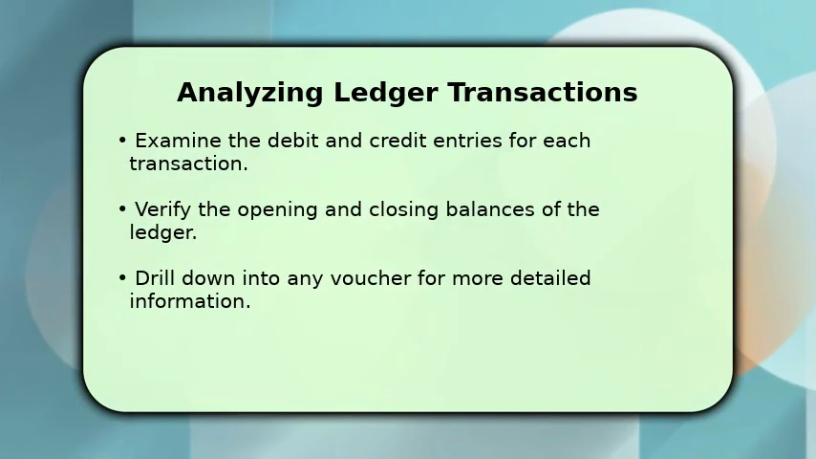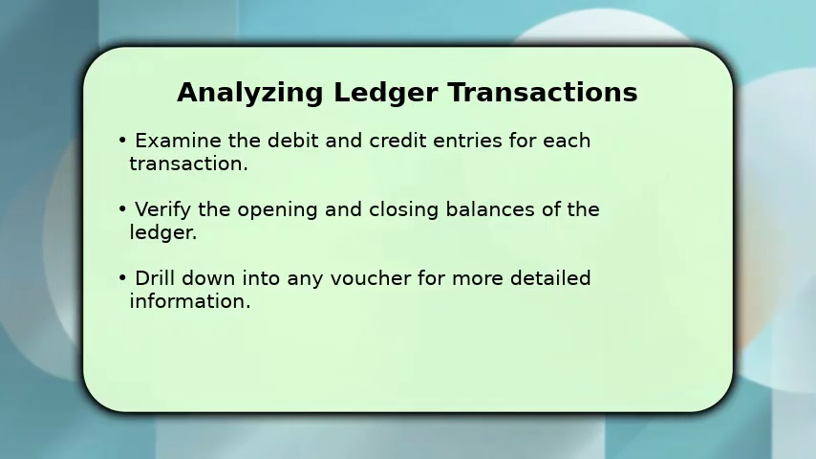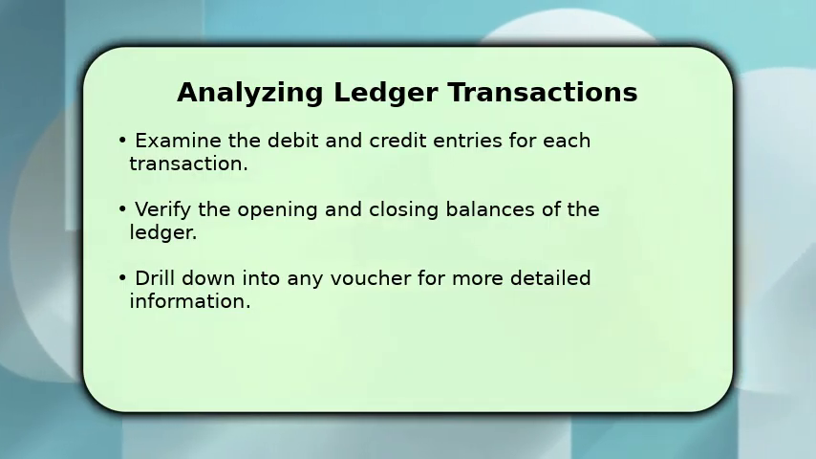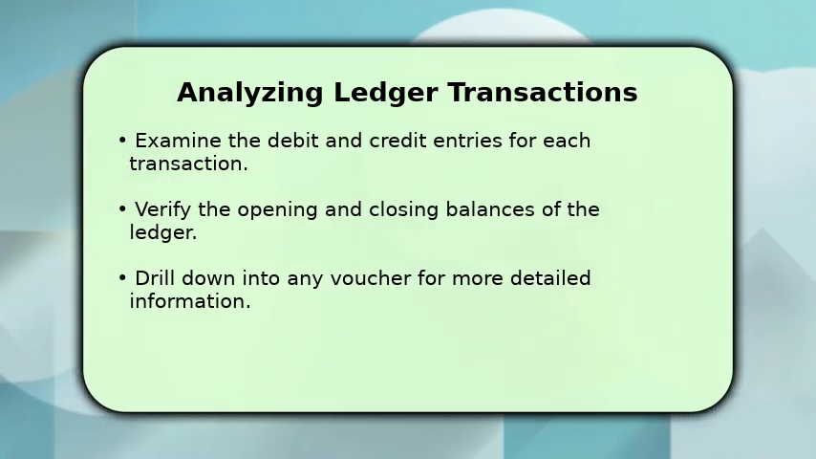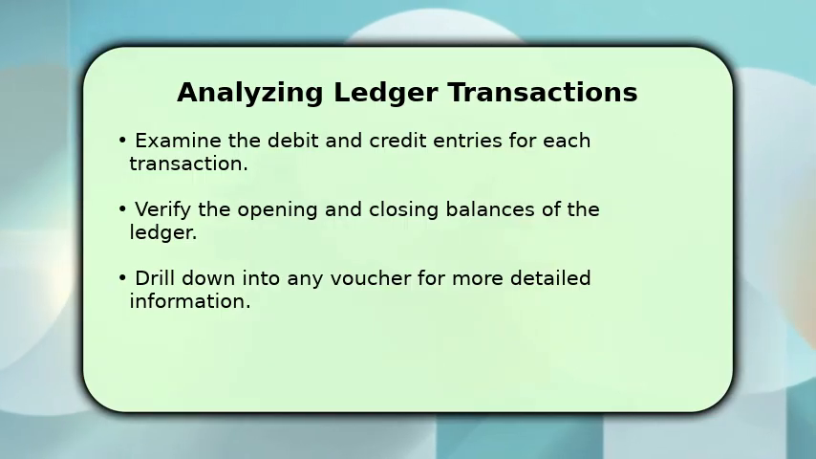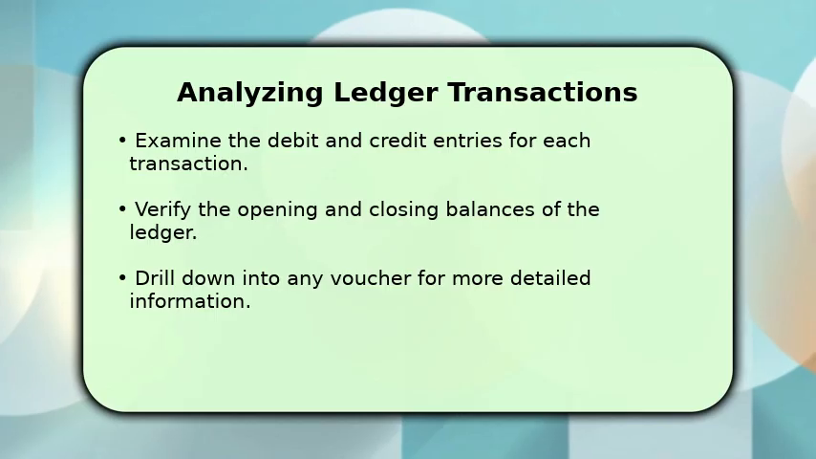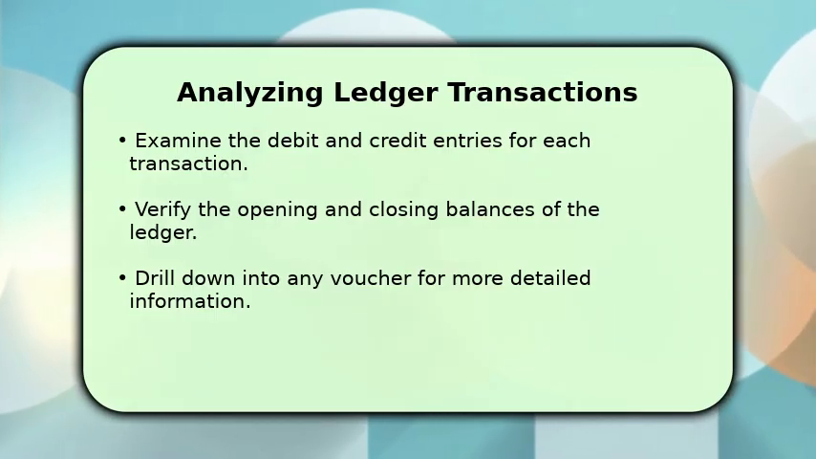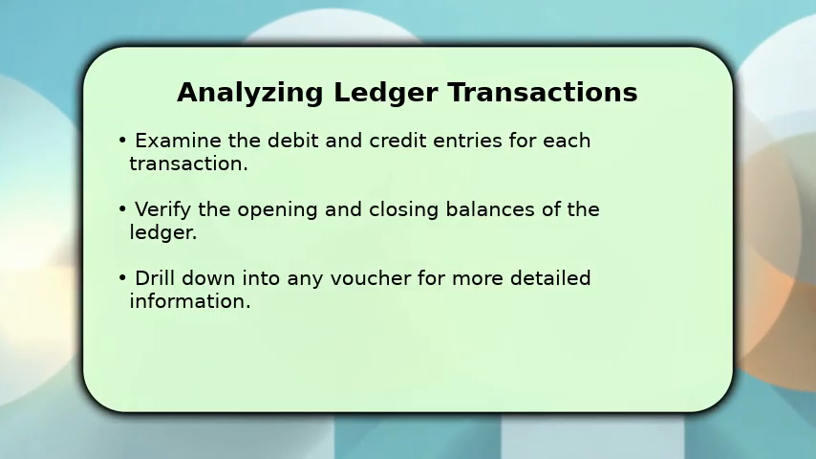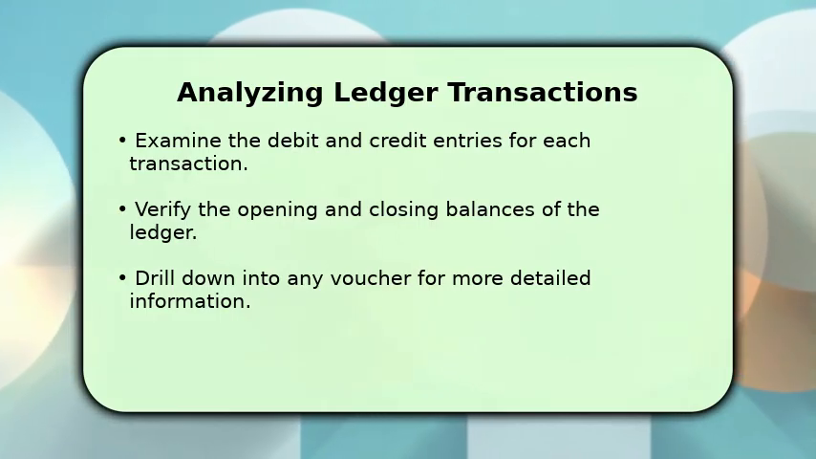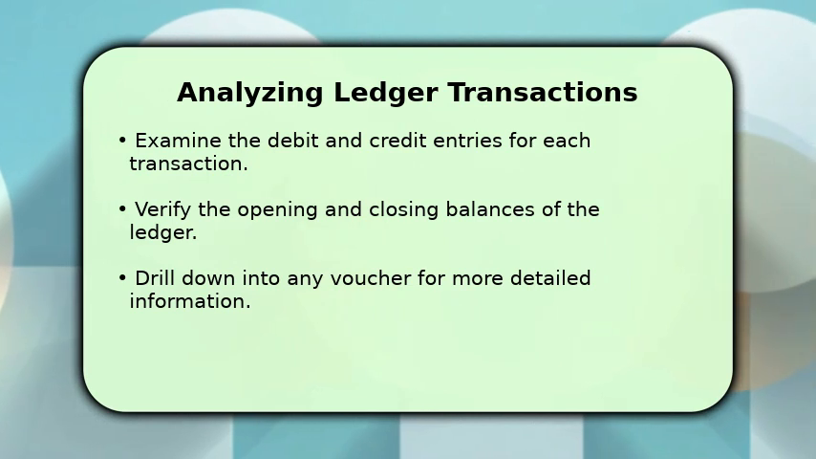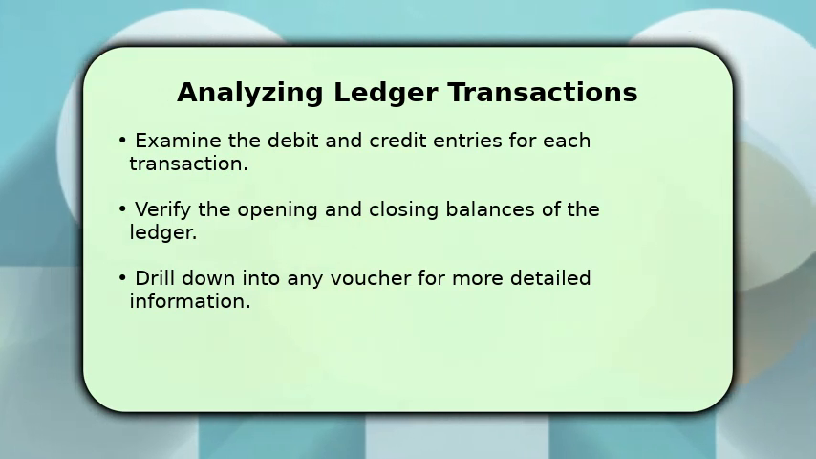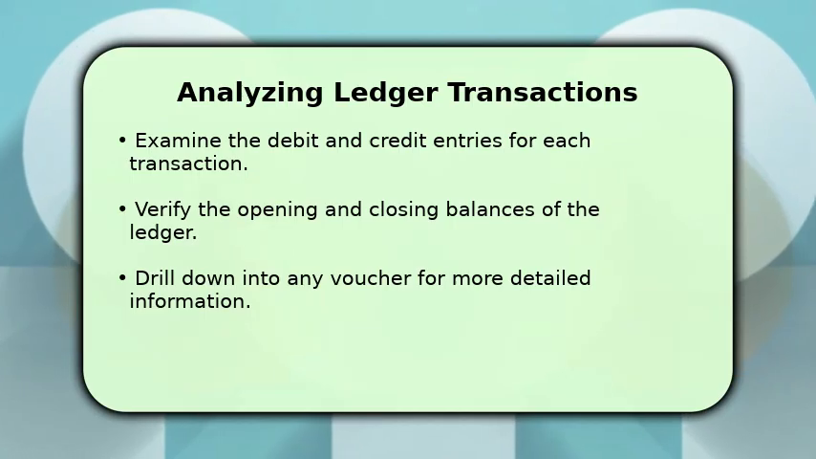With the ledger details open, take time to examine the individual debit and credit entries for each transaction. This helps in understanding the flow of funds. Always verify the opening and closing balances to ensure accuracy and consistency. If you need more information about a particular entry, you can easily drill down into any voucher to see its full details. For comparative analysis, the auto column feature is incredibly useful, allowing you to compare data across different periods.